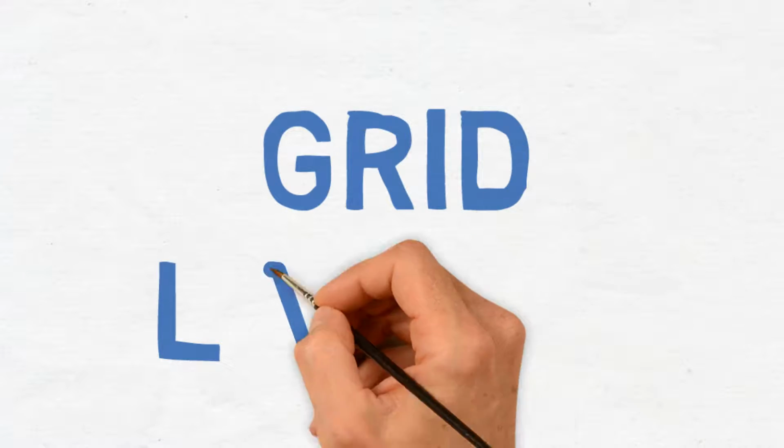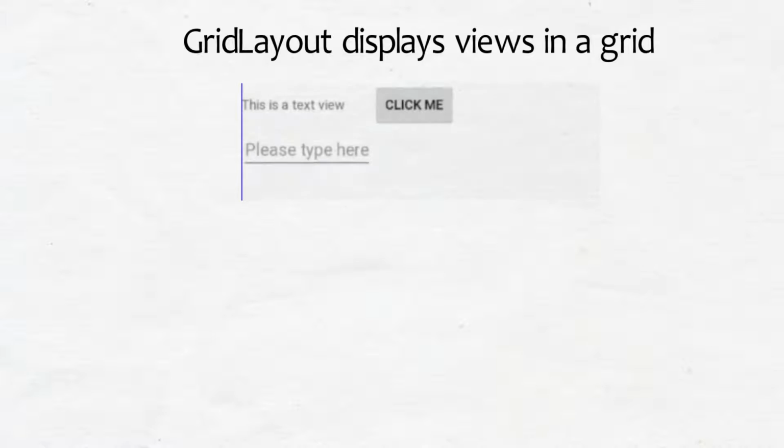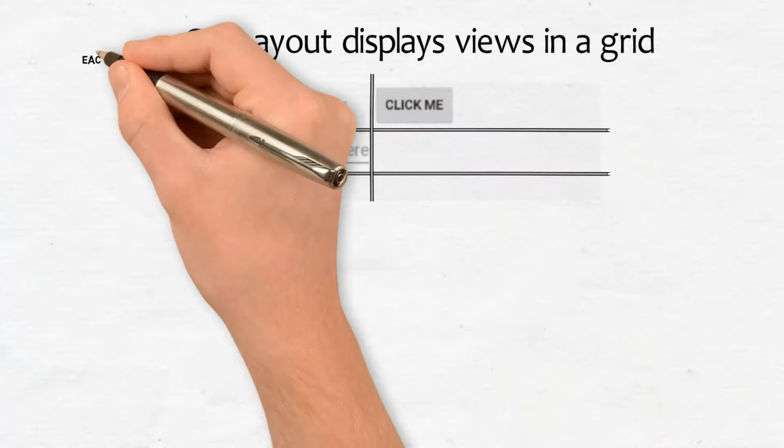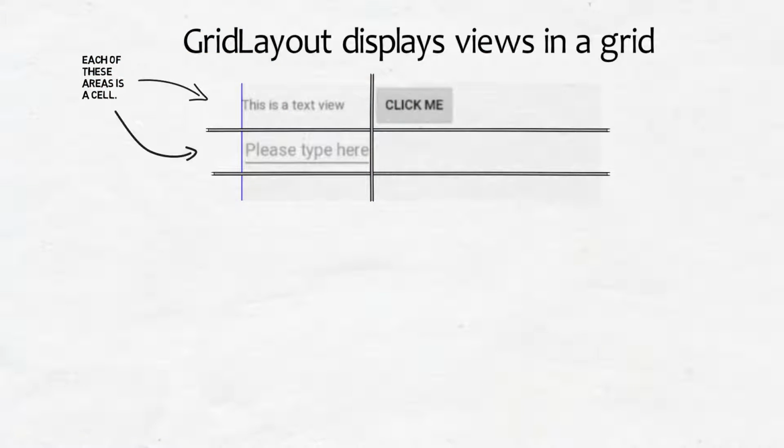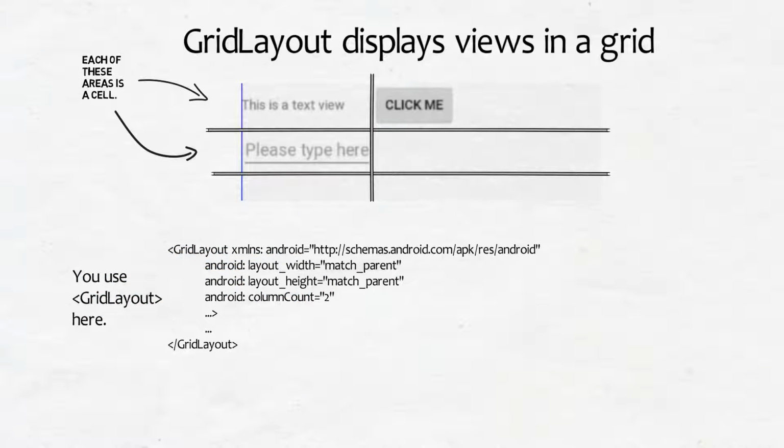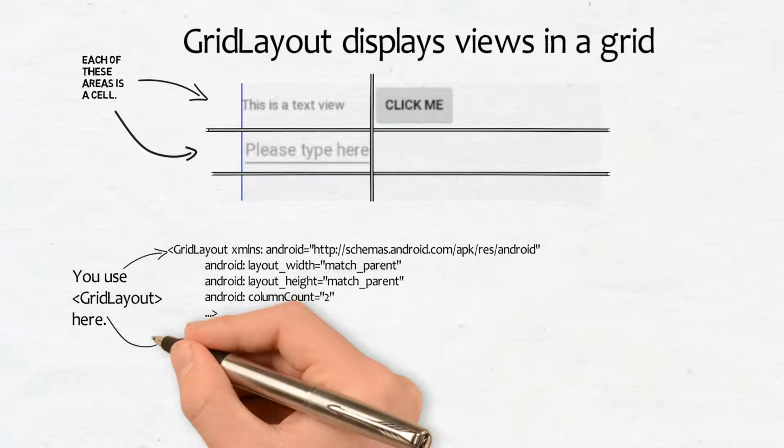Today we'll be talking about grid layout. A grid layout splits the screen up into a grid of rows and columns and allocates views to cells. You define a grid layout in a similar way to how you define the other types of layouts, this time using the grid layout element.